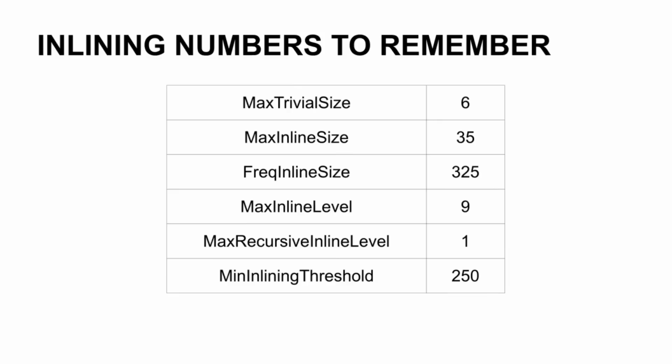But the compiler will go further. It'll get rid of calls to methods that are less than 35 bytes if they're called at least 250 times. These are the max inline size and the min inlining threshold. That's not a lot of bytecode.